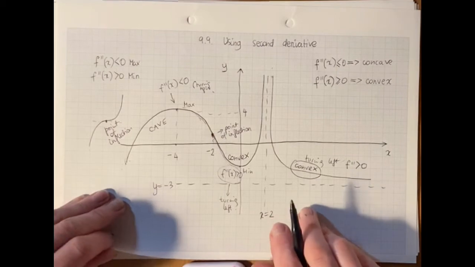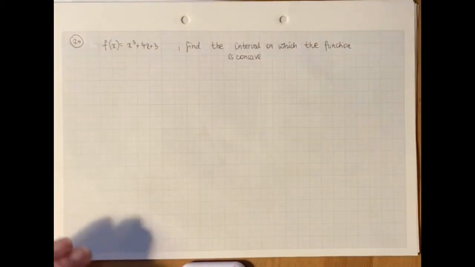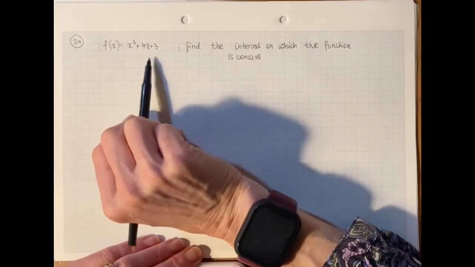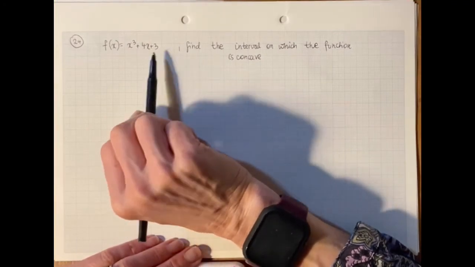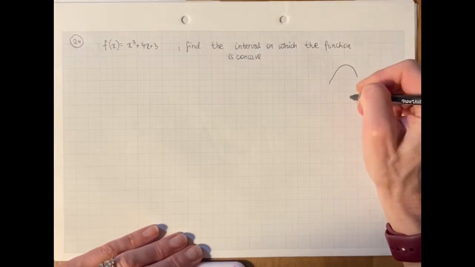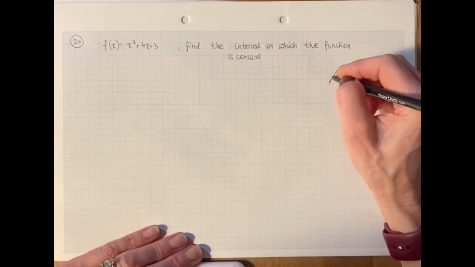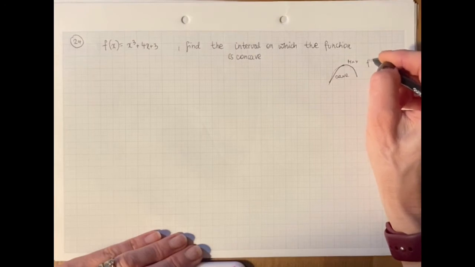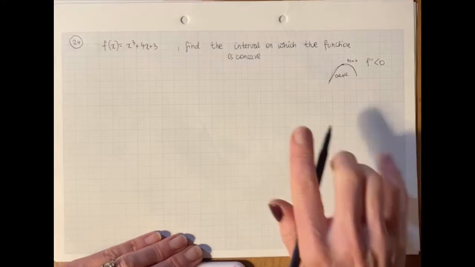Okay, so let's have a go at the first example on this idea. Example 24: here's a cubic, and we are asked to find the interval on which the function is concave. So remember concave, maybe quickly draw that. That's a concave. We've drawn a cave. So you are inside a hill, there's a cave there. You've got the maximum, and remember when you have a maximum, the second derivative is negative. So for concave, you've got a negative second derivative.